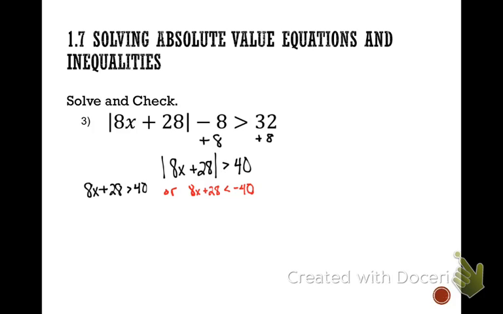So what am I going to do first? Subtract 28. Do the same thing on the red one. So I'm going to have 8x greater than 12, or 8x is less than negative 68. Now what? Divide by 8.